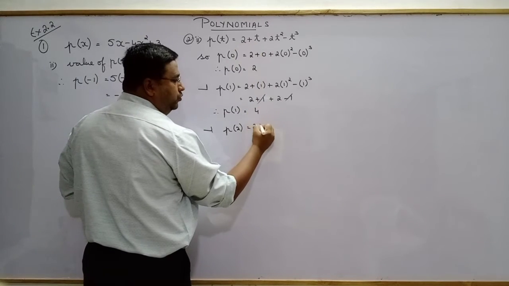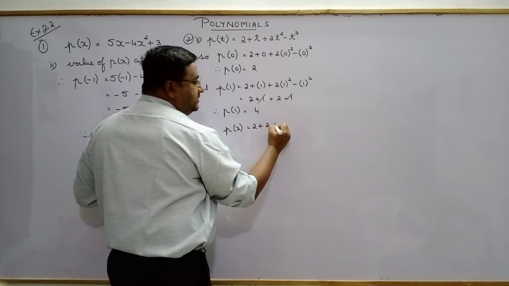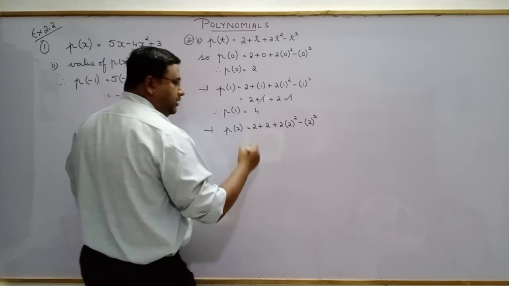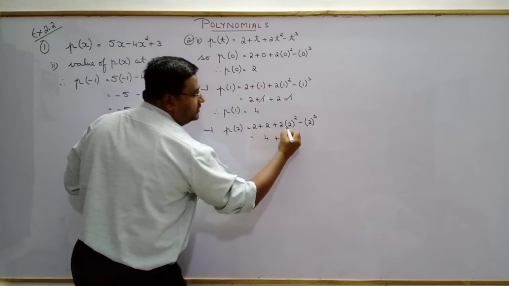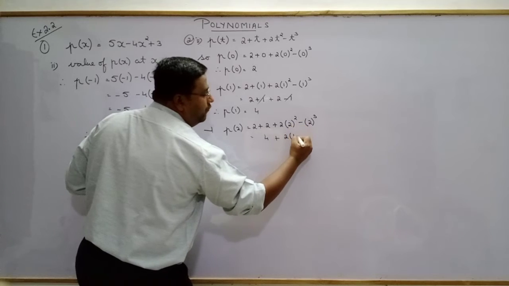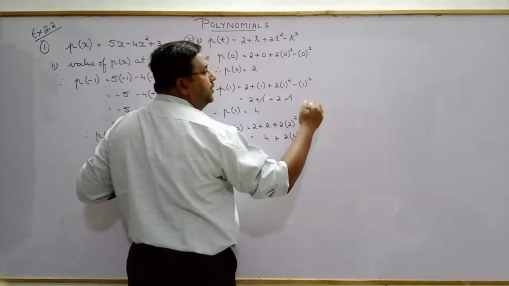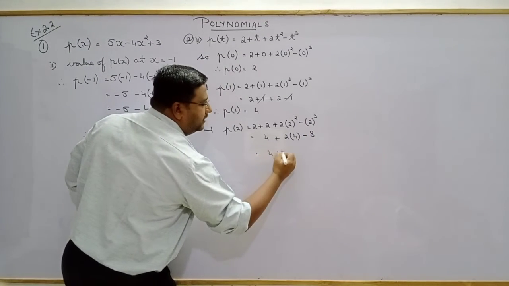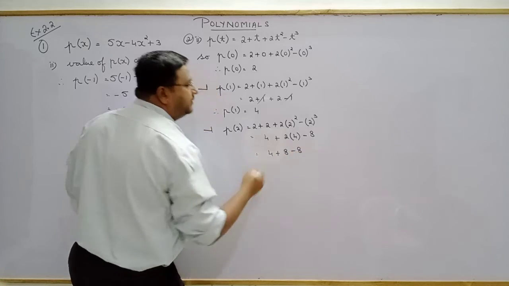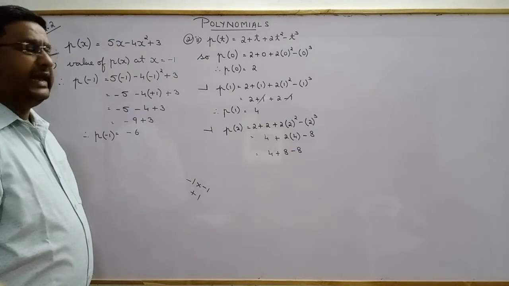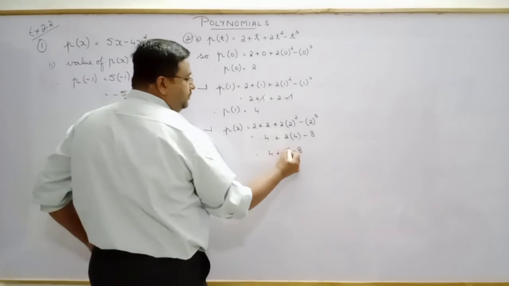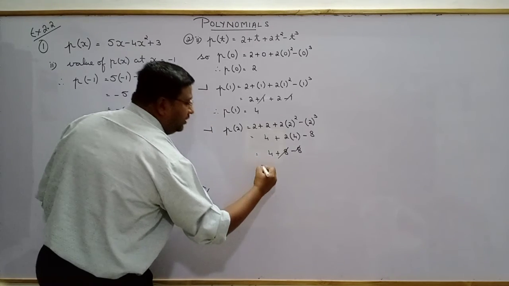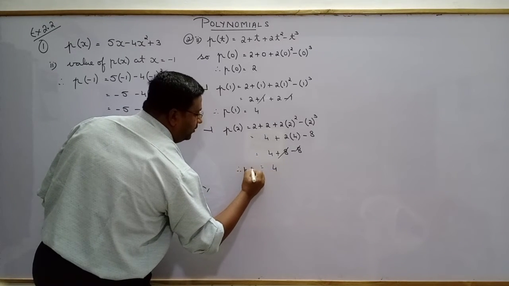Same way, and p of 2. Substitute: 2 plus 2 plus 2 into 2 square minus 2 cube. 2 plus 2 is 4, plus 2 into 2 square, 2 square is 4, 2 fours are 8, minus 2 cube, 2 twos are 4, 4 twos are 8. So what do I get? 4 plus 8 minus 8. Plus 8 minus 8 cancel. So the value of p of 2 is also 4.